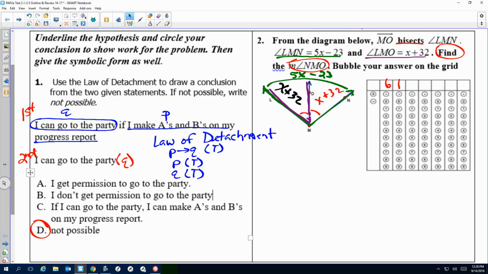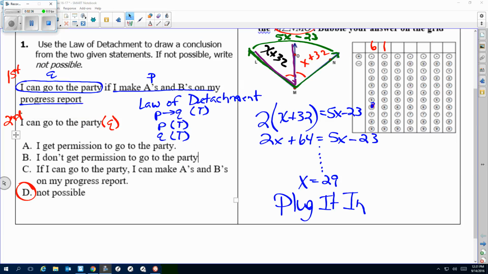Okay, what's your equation? What equation did you write? Yeah, what did you write? Okay, that's right. Alright, so you had to do two of them, because you had to double them or add them together to equal the whole. That gave you 2x plus 64 equals 5x minus 23. You got x is 29, but that's not what they're asking. They're not asking for x, they're asking for the angle, so you have to plug it back in.